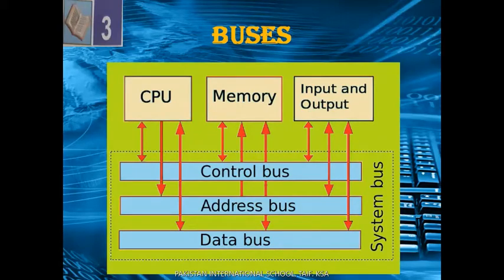Here you can check the block diagram of your computer system. Here we have a CPU, memory, input and output. This is your control bus, address bus, and data bus. Each and every component is connected with the help of all these three buses. The CPU is connected with the data bus, the address bus, and the control bus.